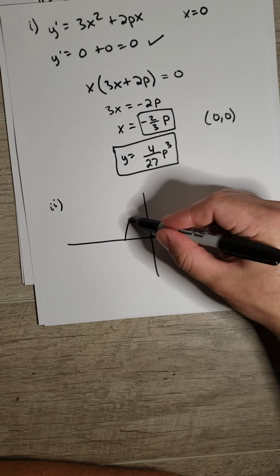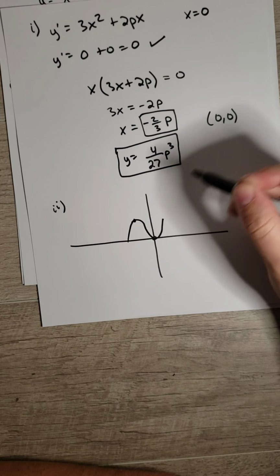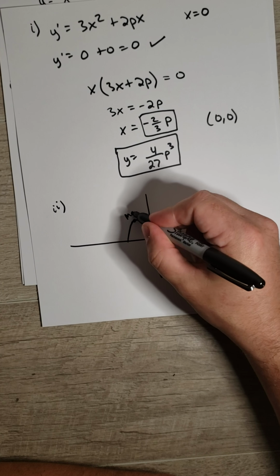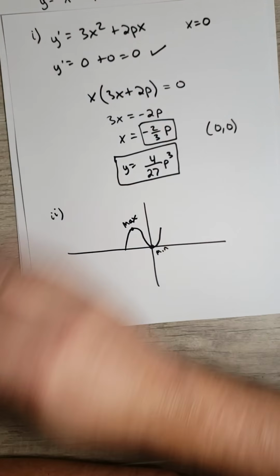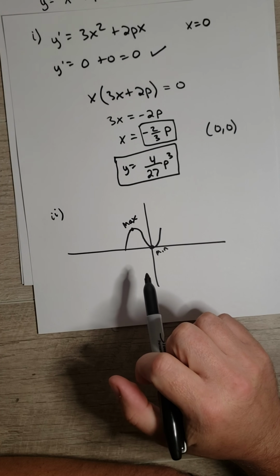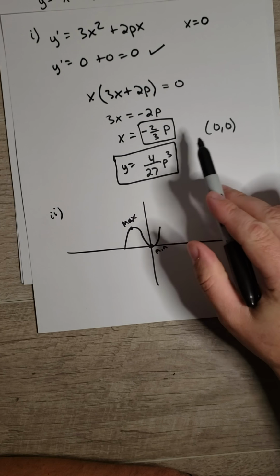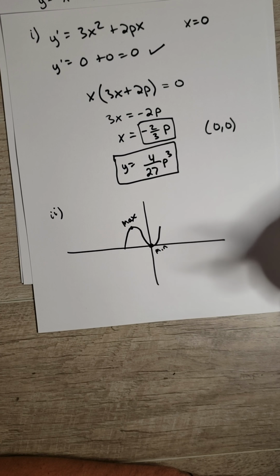So that means that one is our maximum, and then the origin is our minimum. Okay? So anytime you have a cubic, you can normally figure out which one's maximum and which one's minimum by just graphing them, rather than taking x values less than and greater than and plugging them back in.